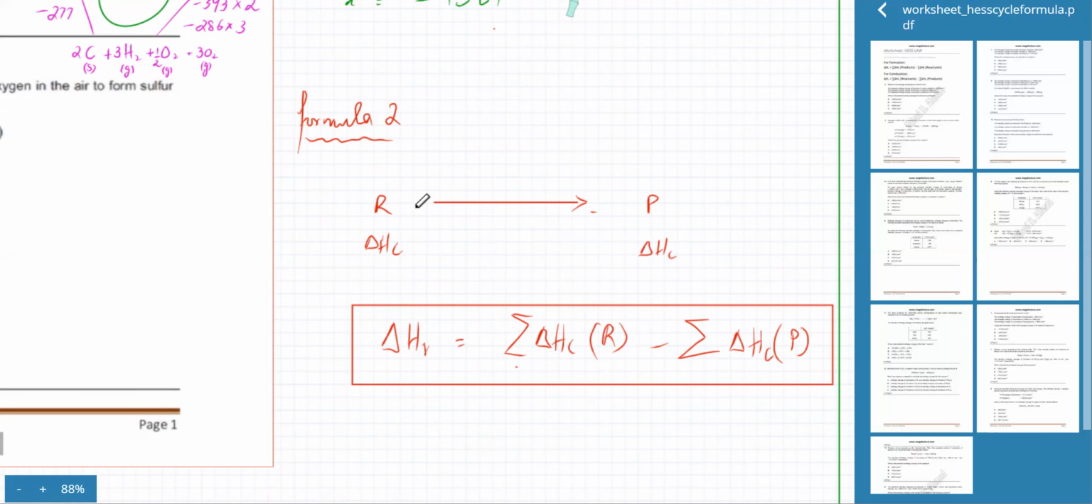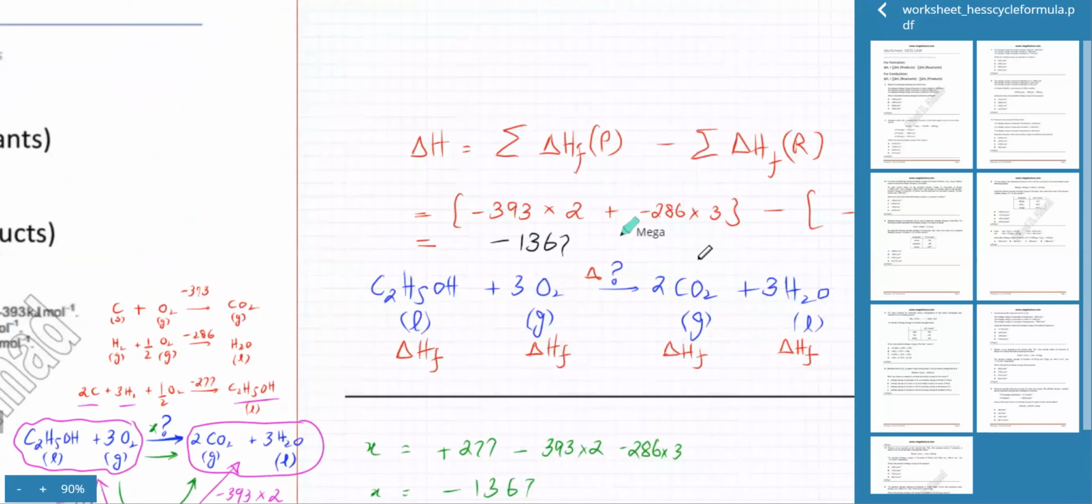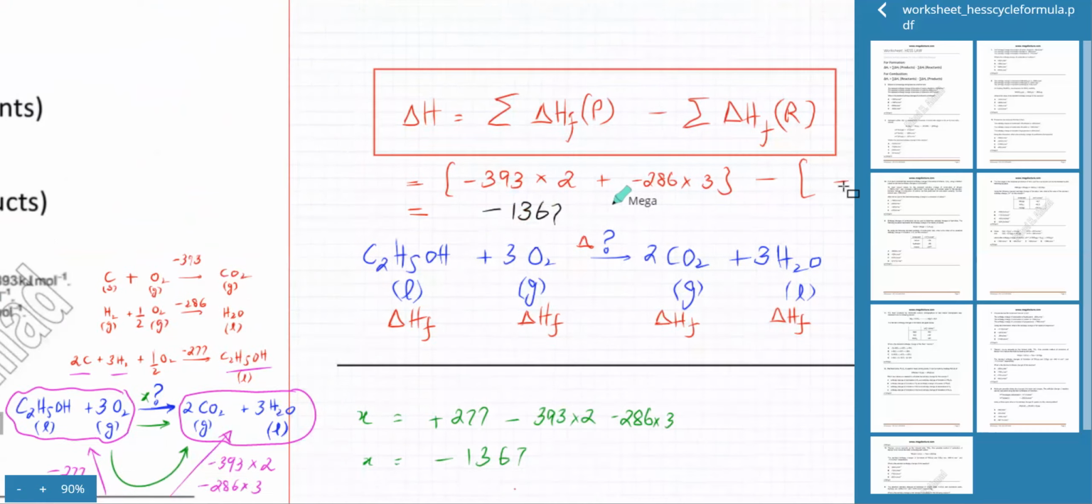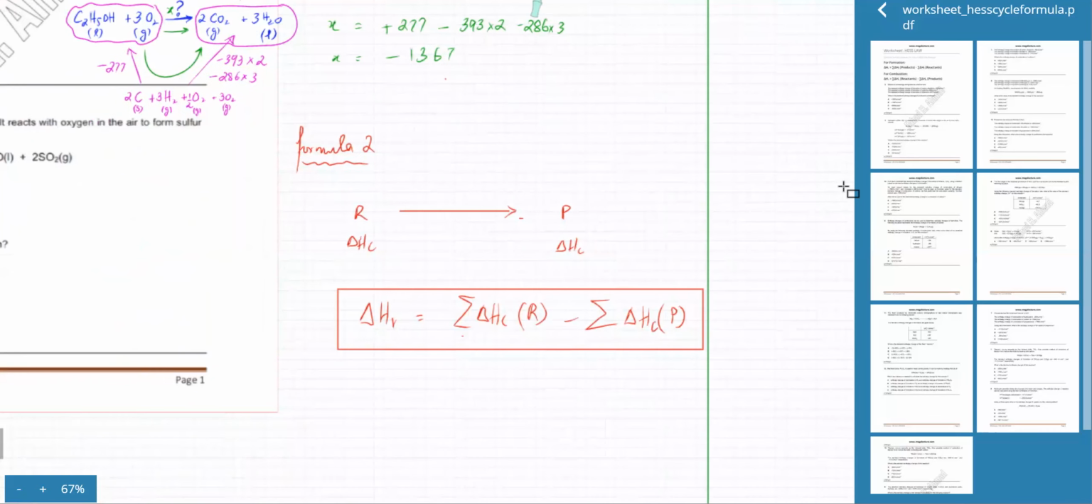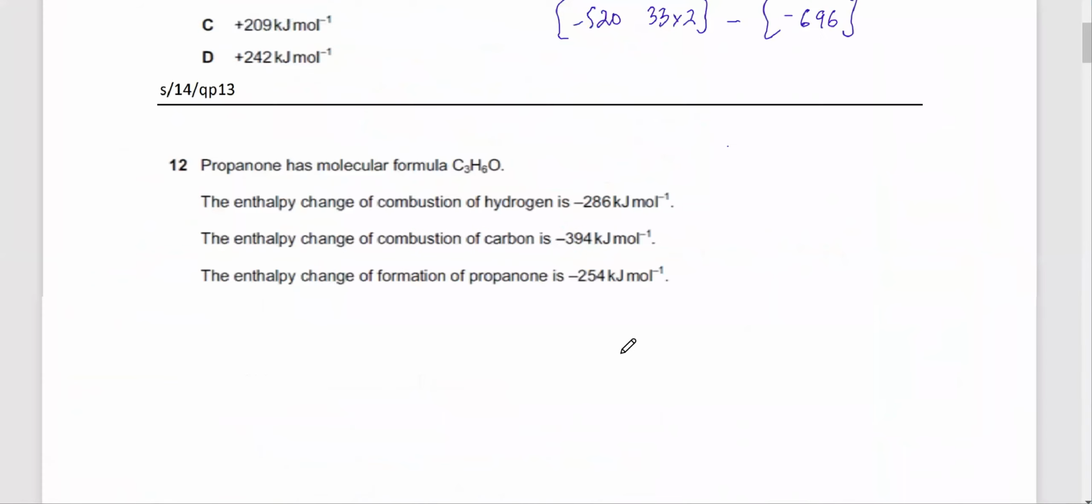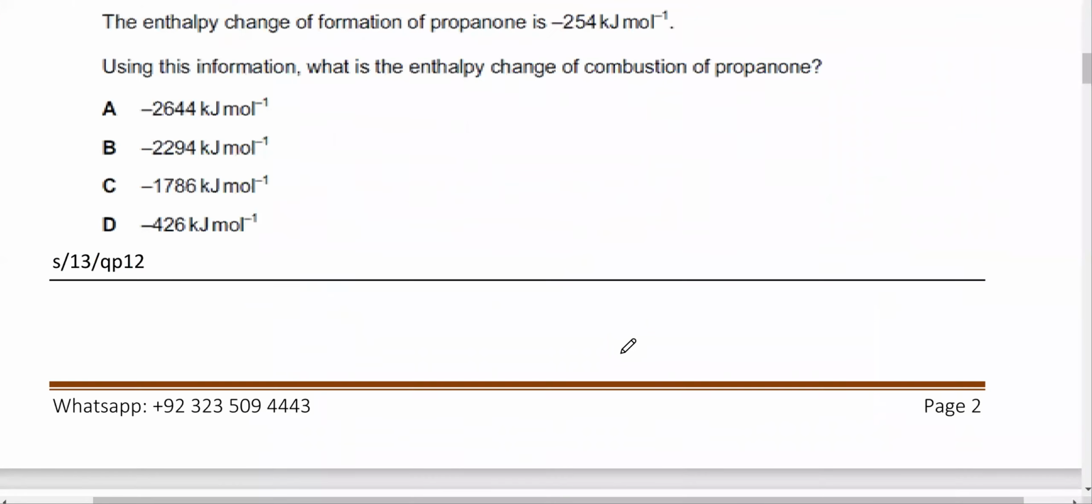So there are two formulas. Either you know the formation enthalpies of the reactants and the products, or you know the combustion enthalpies of the reactants and the products. So there are going to be two different formulas. One would be product minus reactants. For formation, it's product minus reactants. We can highlight this. And for combustion, it's reactants minus products. So I'm going to apply this formula.